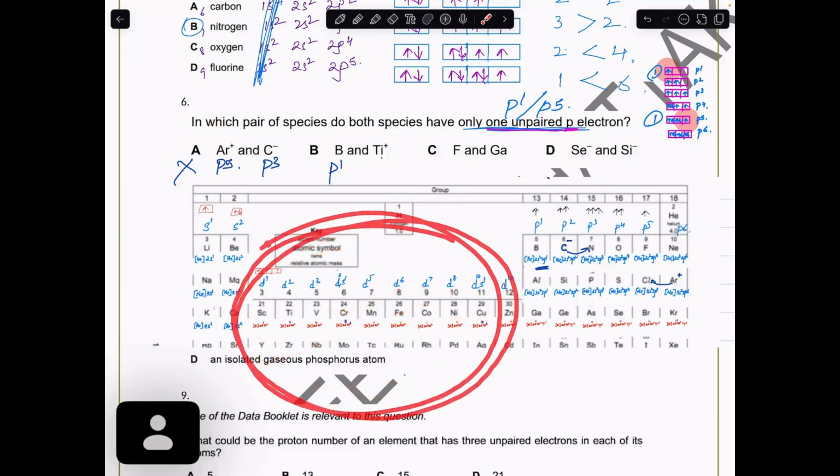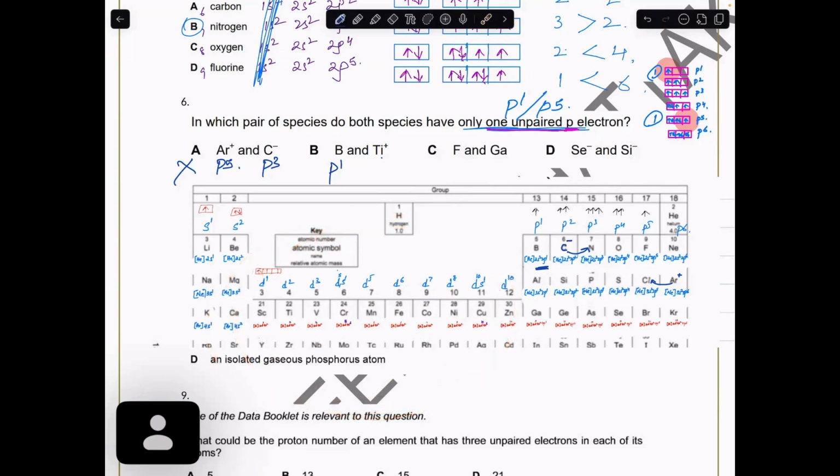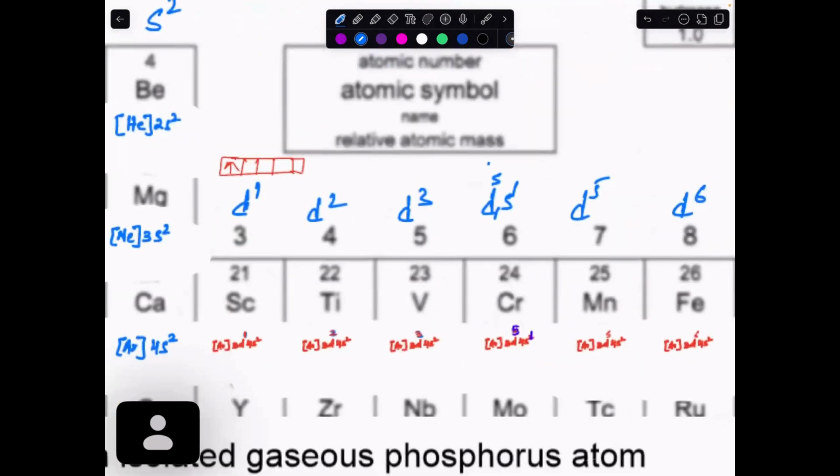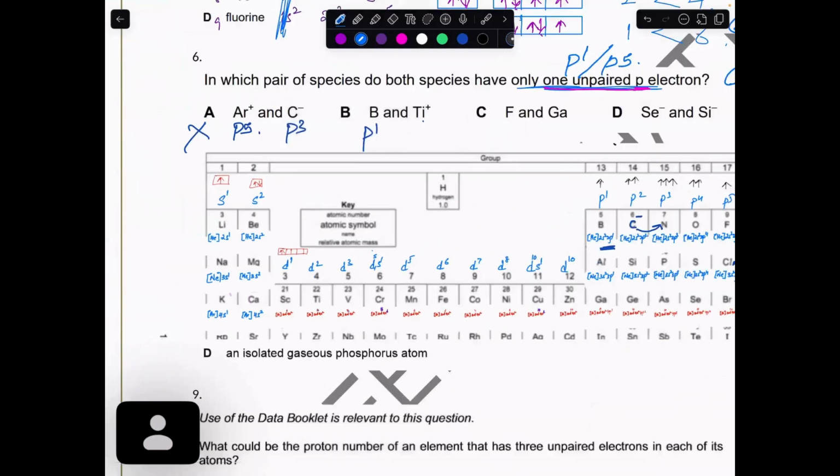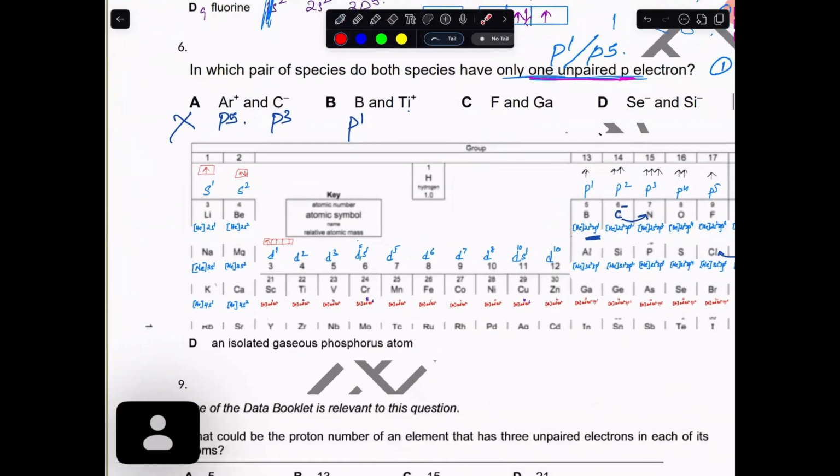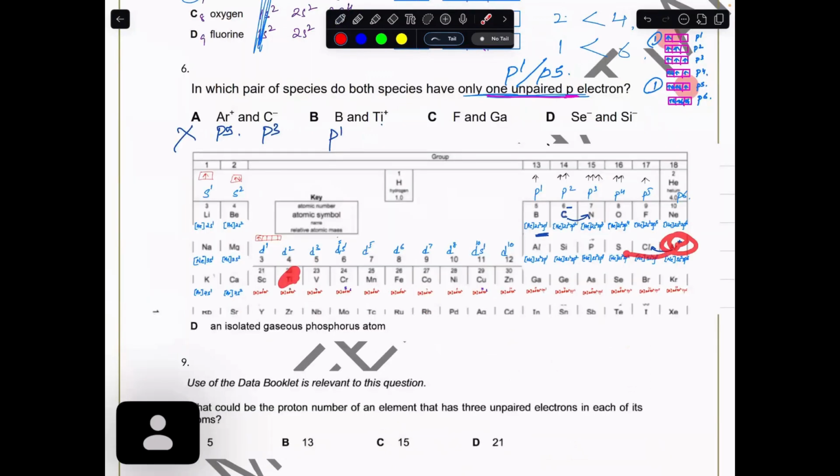For such elements, do the normal configuration. What is the normal configuration of titanium? Titanium is, look, I'm doing it. Titanium is argon 4s2, 3d1, 3d2. Titanium is argon 3d2, 4s2.